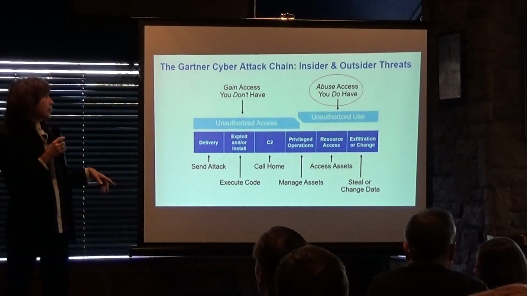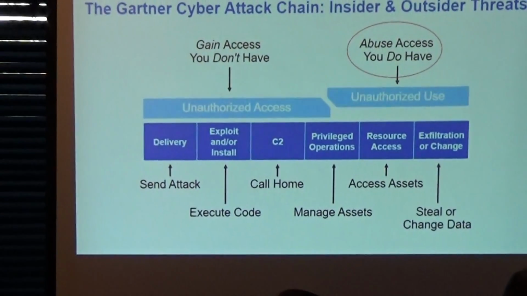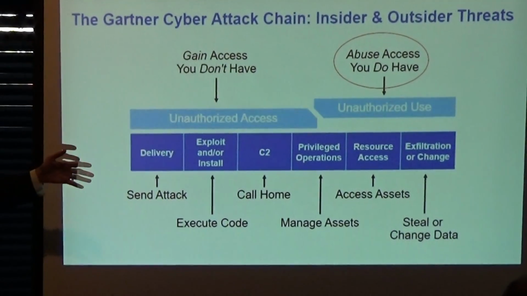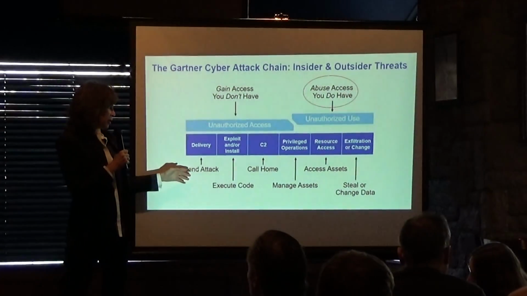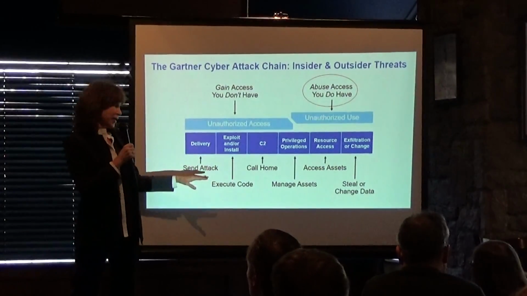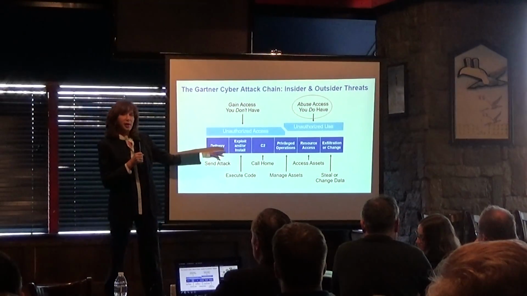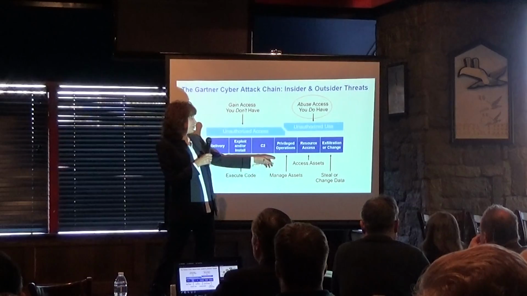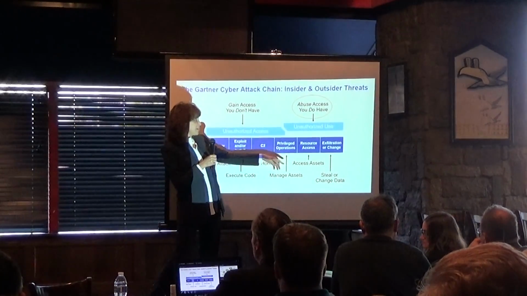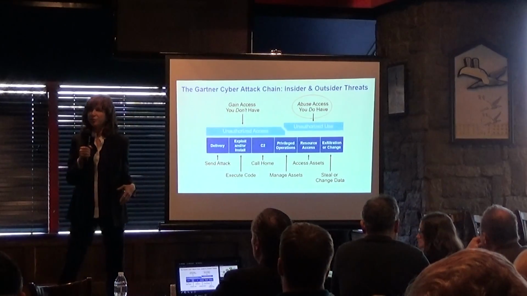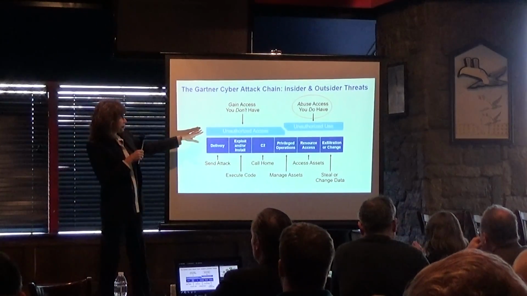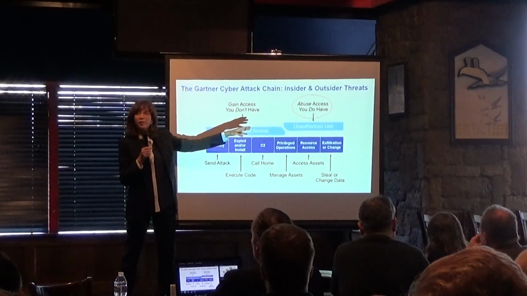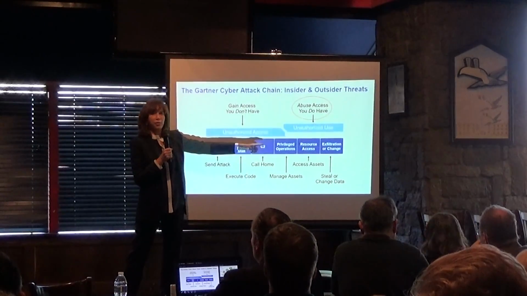Advance the slide, please. So what's the definition of insider threat? This is Gartner's attack chain, and I'm sure you're all familiar with the kill chain. This is our version of it, where you have 6 different phases: delivery of an attack, then the exploit or the installation, calling back home, then you get into privileged operations, you access assets, and then you either change data or exfiltrate it. The outsiders are gaining access that they don't have. The insiders are using access they already have. So insider threats is over on the right.